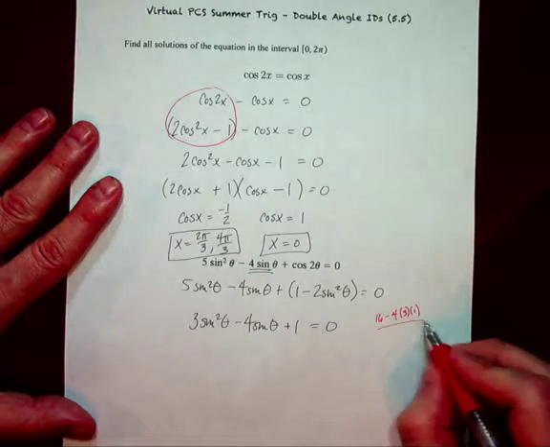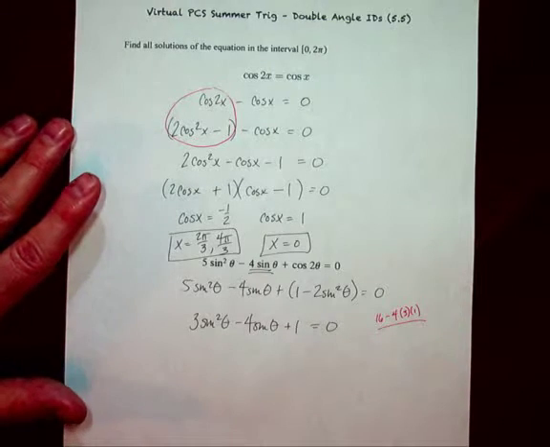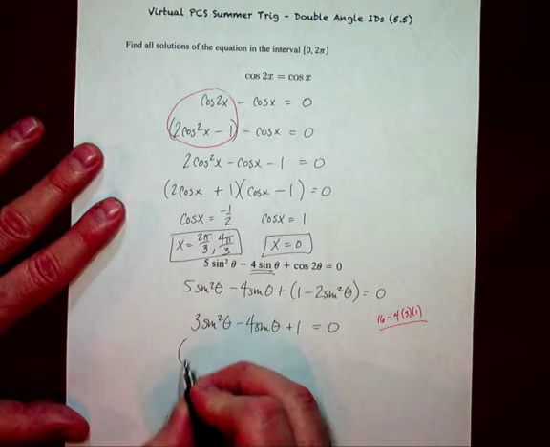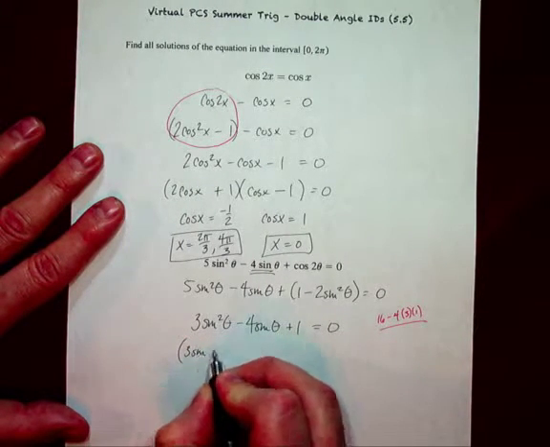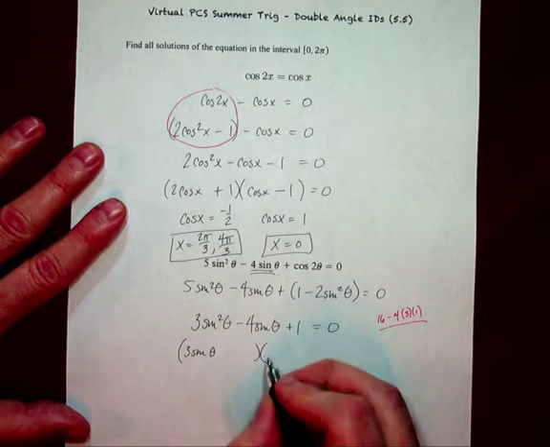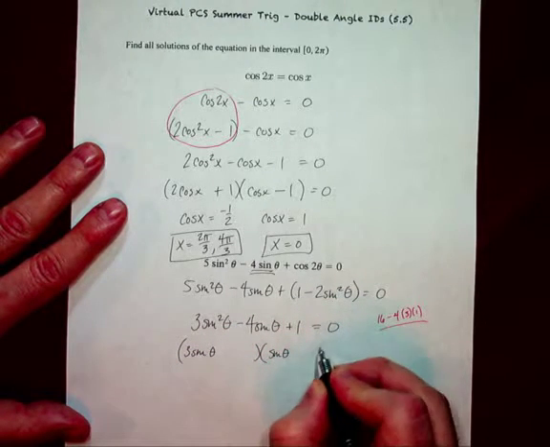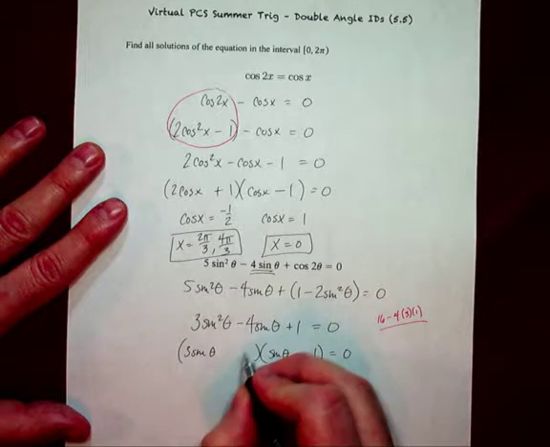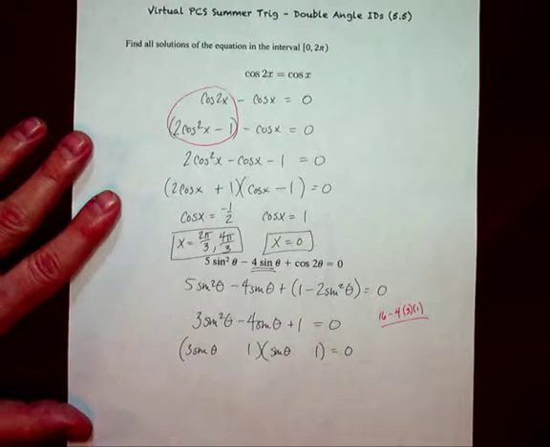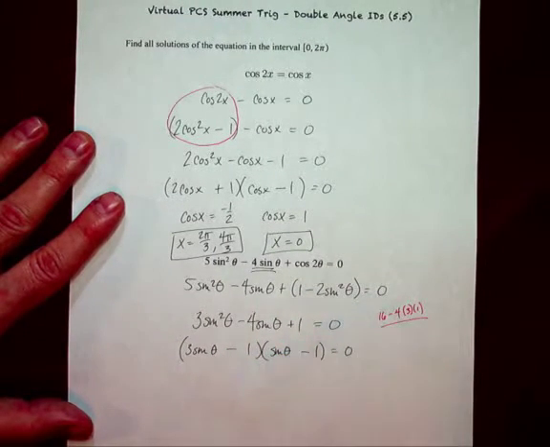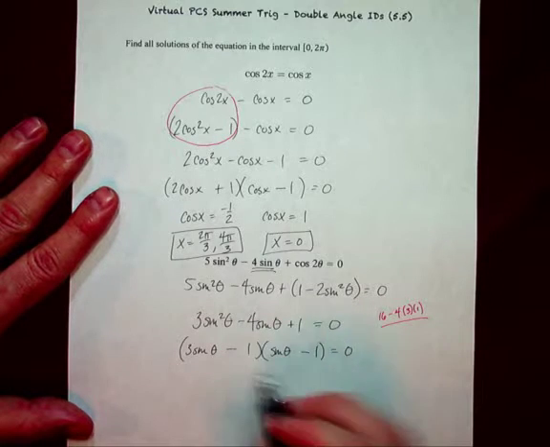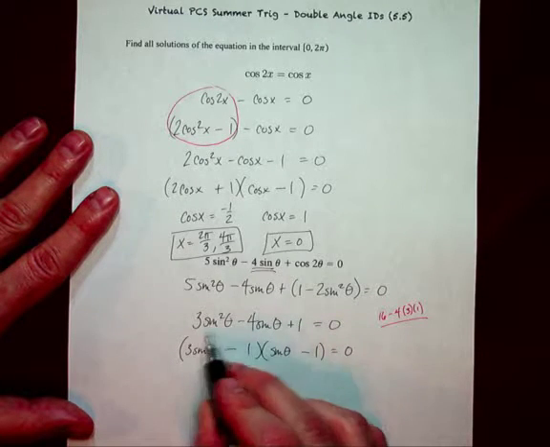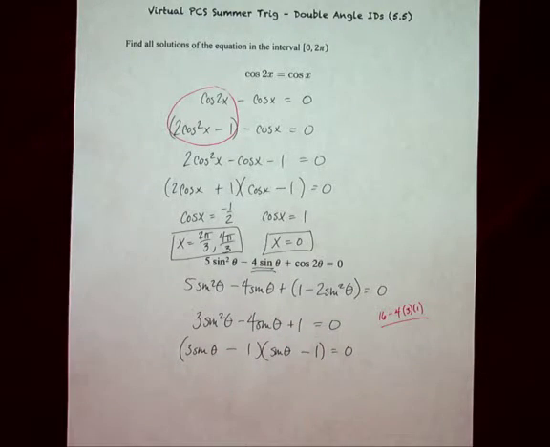16 minus 12 is 4. 4 is a perfect square. This factors. Thankfully, both my leading coefficient and my constant value are prime, and so there's not much of a mystery in how it factors. Both of these are negative, and when I double check by FOILing this in my head, I do wind up with 3 sine squared minus 4 sine plus 1.